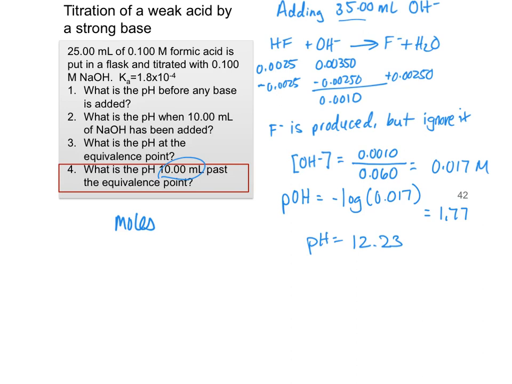Yes, you can always assume that the conjugate base, once you're past the equivalence point, is negligible. With the tiny caveat, and I've never seen anyone ask a problem like that, where the pH is right beyond the equivalence point.